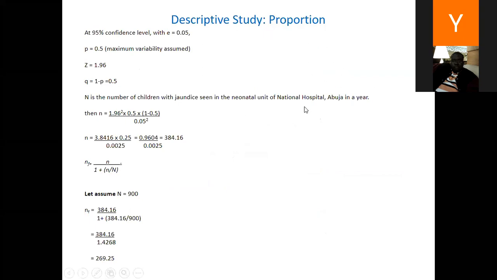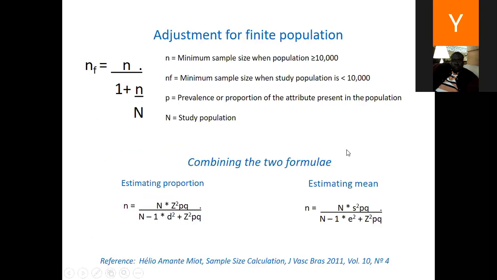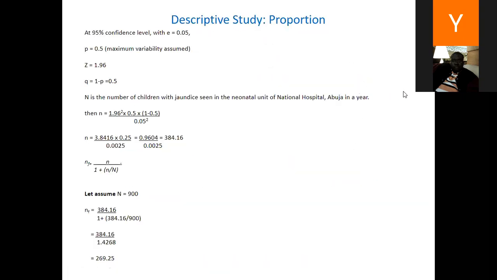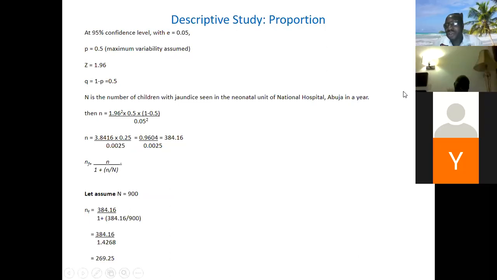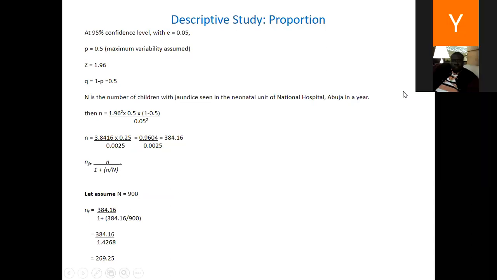This is a case where you want to know the prevalence of an attribute. And this scenario is very common in the sense that sometimes you search your literature, especially if the attribute you are studying is rare, maybe not much study has been done about it. You may not easily see previous work on what the prevalence is. And I've discussed it before. In that case, you can assume 50%. That's what is called maximum variability.